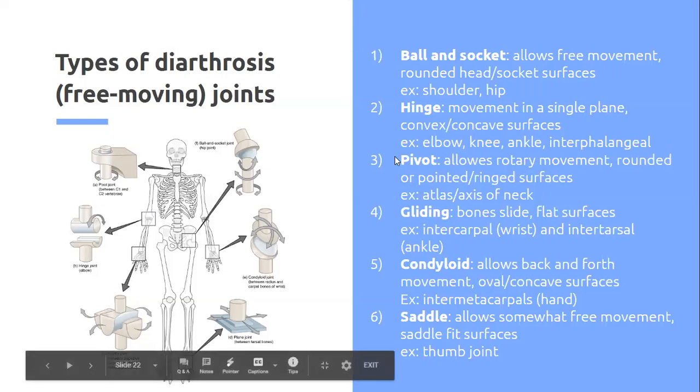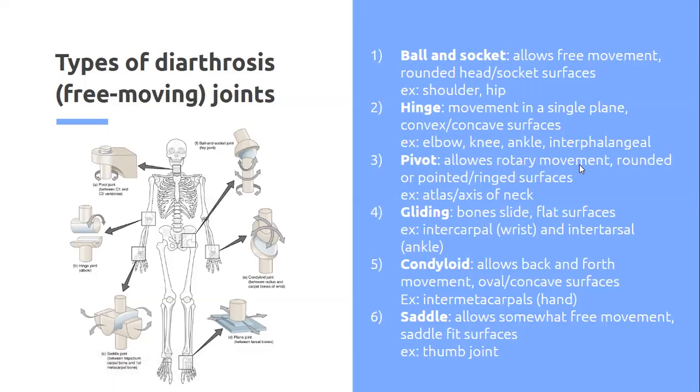And then we have a pivot joint, which allows rotary movement, which is rotation. It has rounded or pointed or ring surfaces. An example is the atlas or axis of your neck. Basically the first two bones in your neck allow you to move your head, roll your head back, rotation. Then we have gliding joints, and this is when bones slide and there are flat surfaces.